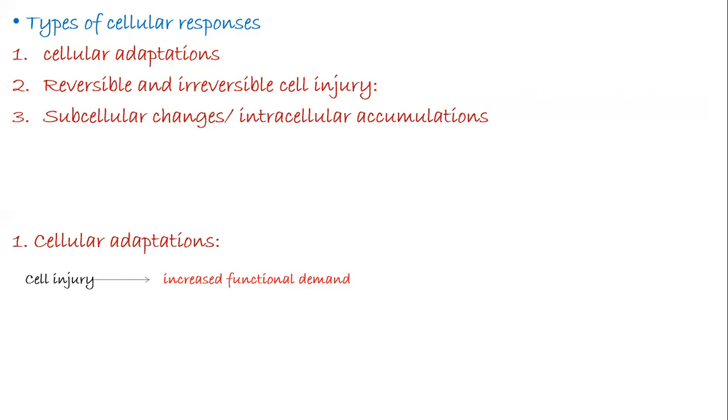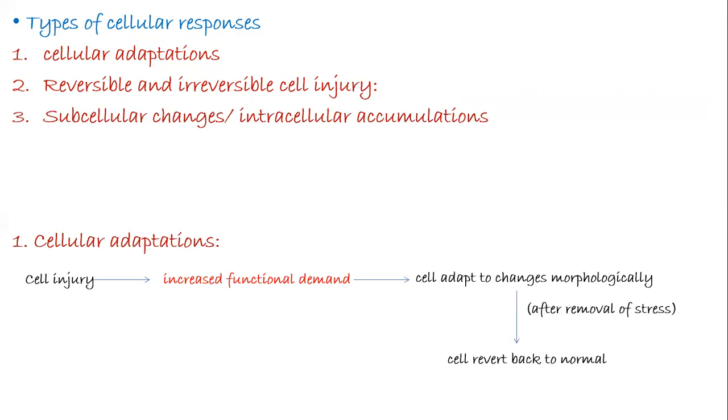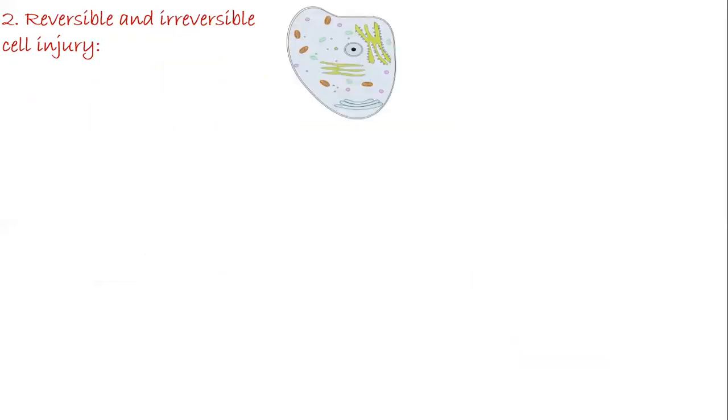Whenever there is cell injury, there is increased functional demand, and to satisfy this functional demand, cell adapts to changes morphologically, and after the removal of the stress, the cell reverts back to its normal state. So this occurs in adaptation. Now the second category is reversible and irreversible cell injury. This is the cell, this is the normal cell.